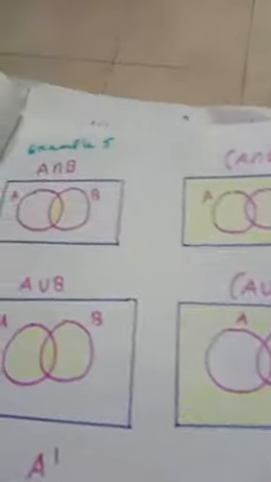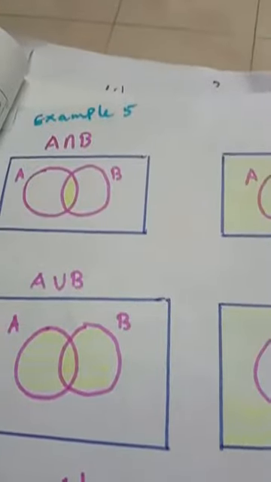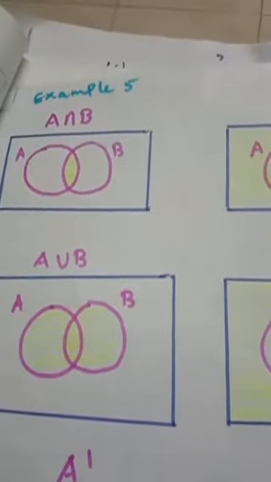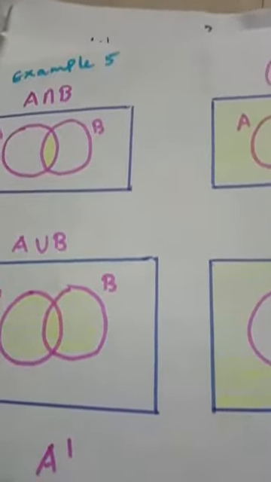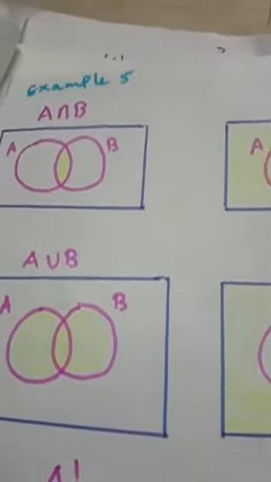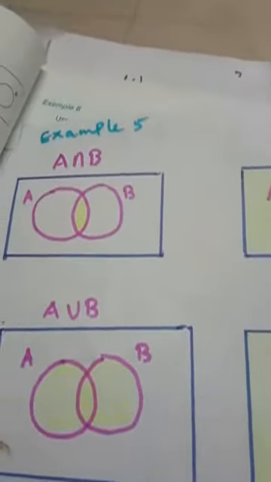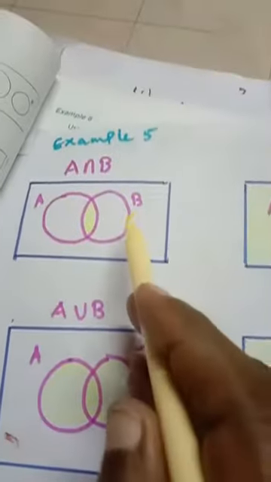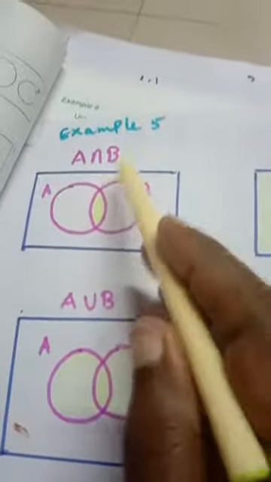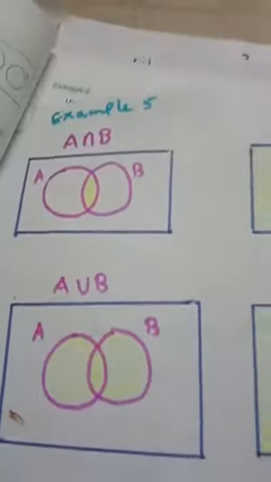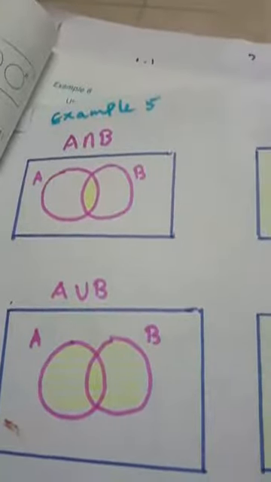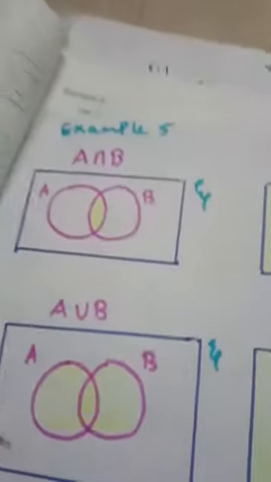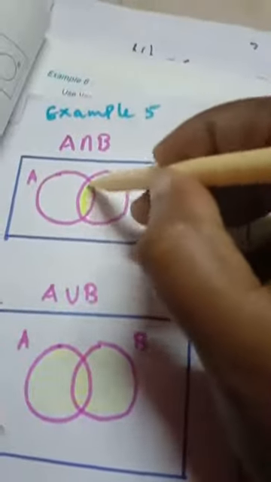Okay. Now in your textbook, example 5 is how to find A intersection B complement, A dash intersection B, like that question. Before that, we want to know how to mark such sets for an overlapping set. This is an overlapping set. How to mark A intersection B? A intersection B means common to A and B. The element common to A and B means this portion.